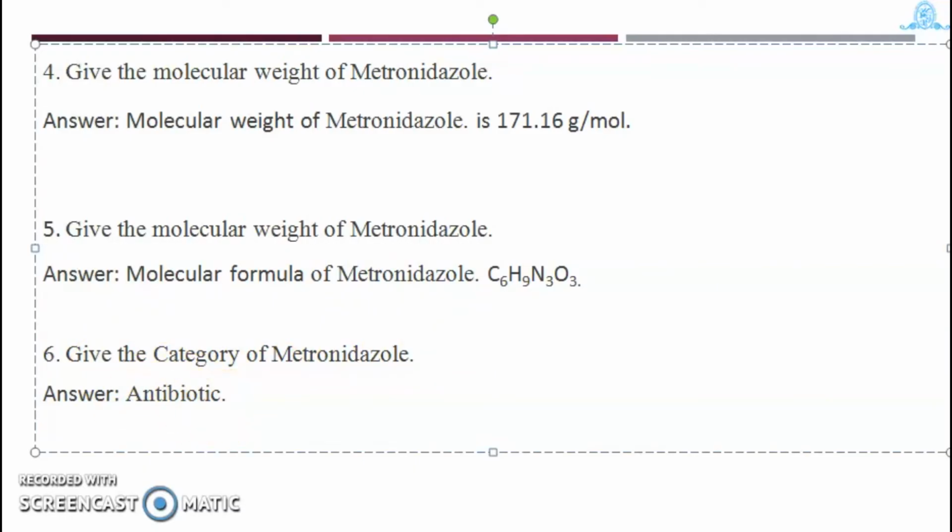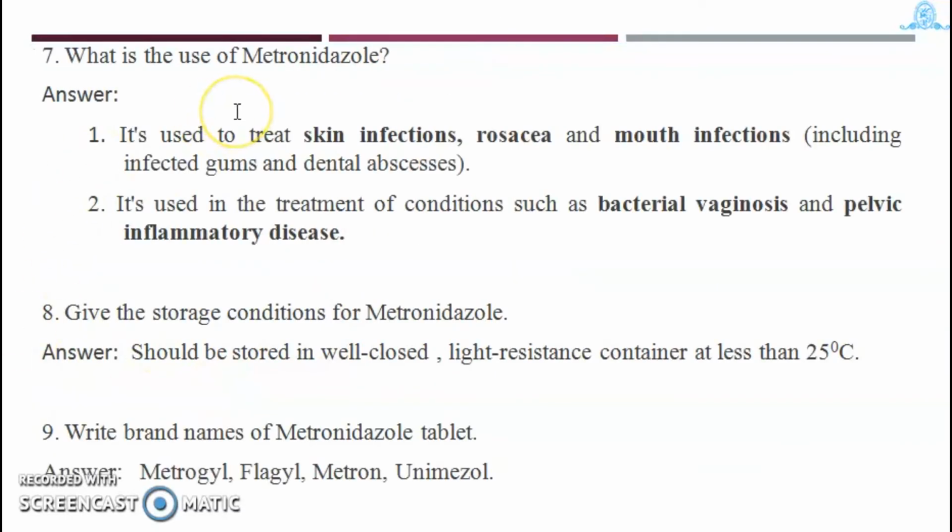Next question, give the category of metronidazole. Metronidazole is antibiotic. Next question, what is the use of metronidazole? Answer is, it is used to treat the skin infection, rosacea and mouth infection. It is also used in the treatment of conditions such as bacterial vaginosis and pelvic inflammatory diseases. Next question, give the storage condition for metronidazole. It should be stored in a well-closed light resistant container at less than 25 degrees Celsius. Next question, write the brand names for the metronidazole tablet. Answer is Metrogyl, Flagyl, Metron, Unimazole.